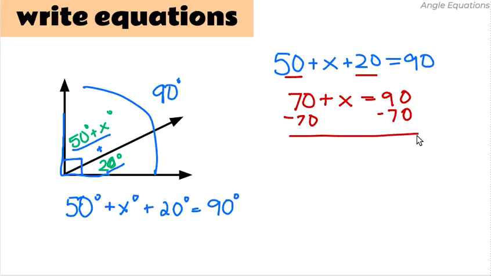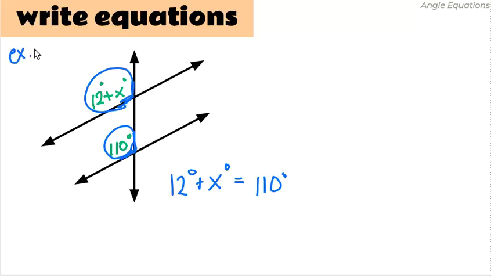This should all be review. 70 minus 70 is 0. I end up with x equals 20 degrees. It's as easy as that. If you're struggling with the equation solving, this is going to be tough. But we've done that so many times, this should start coming back to you, hopefully quickly.